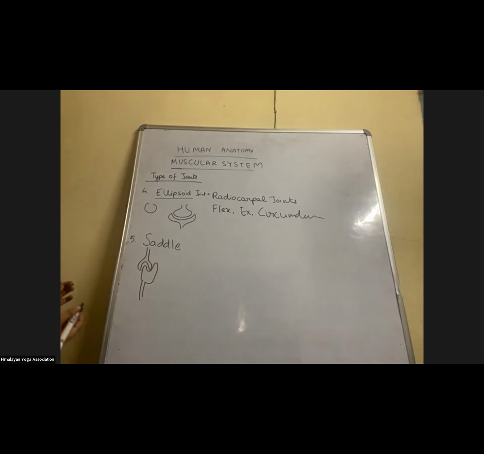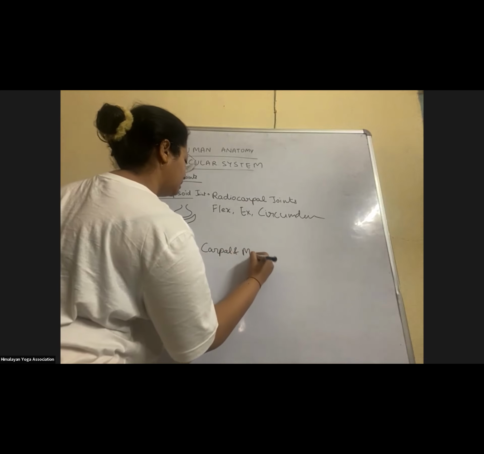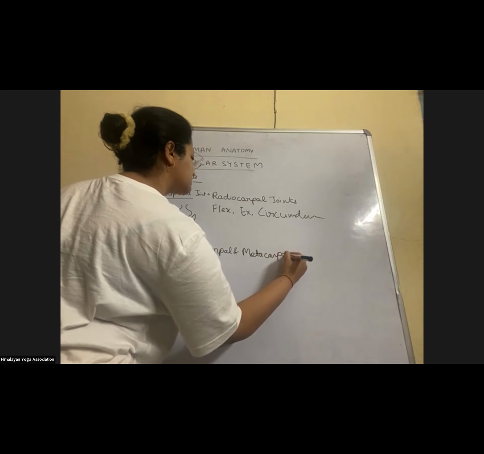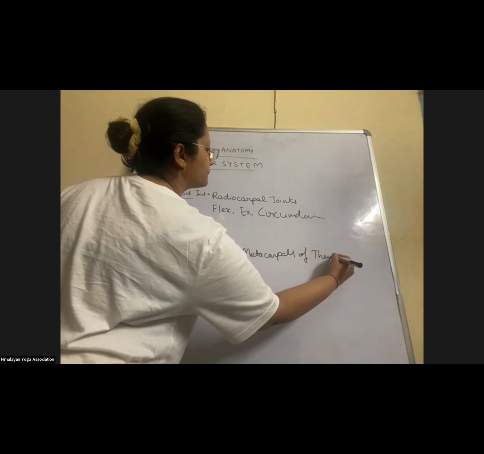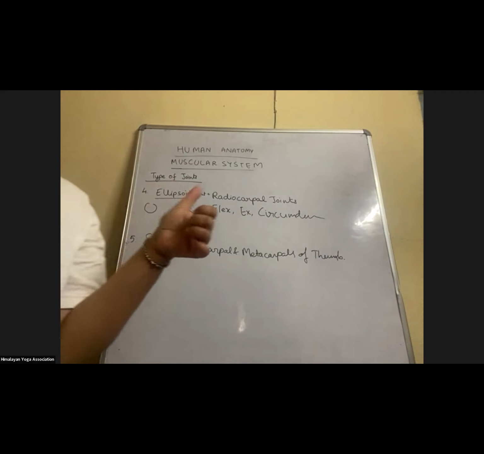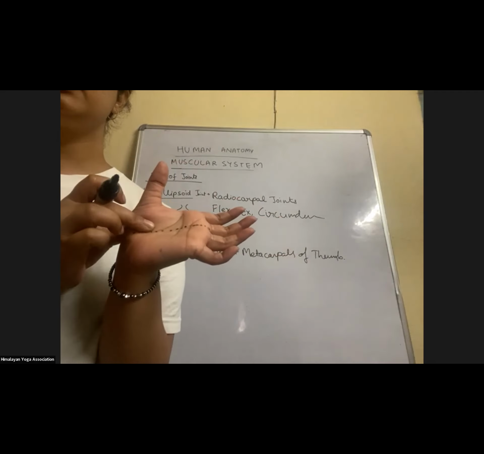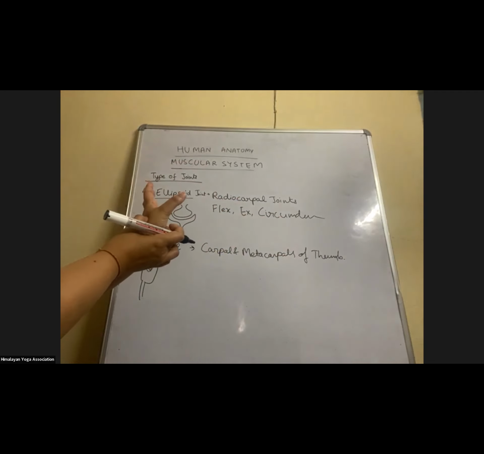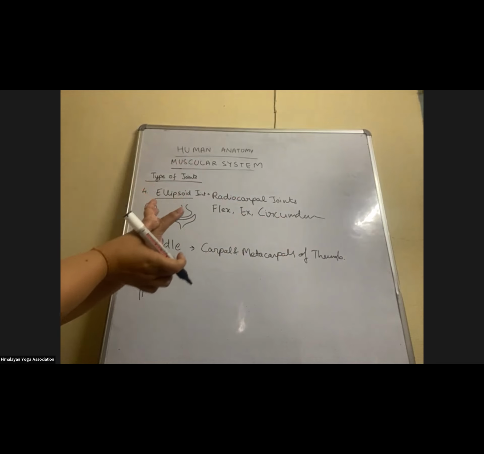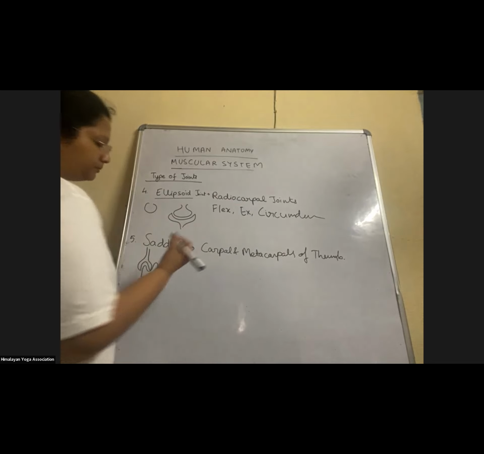Okay, saddle. I'll show you a picture of this. An example of this is the carpal and metacarpal of the thumb. This movement that we are able to do, this carpal and this metacarpal, this movement is the saddle joint. In this also we have flexion, extension, all those movements we have in saddle.